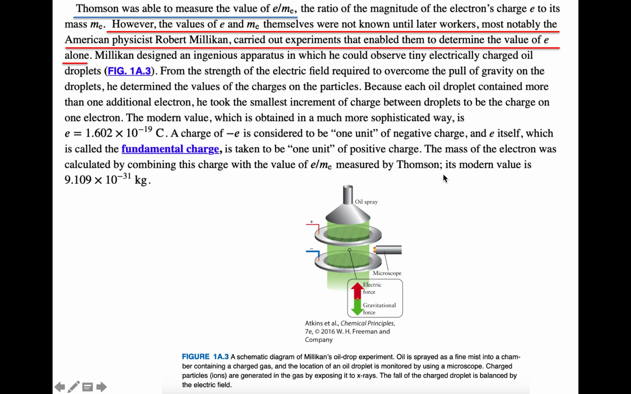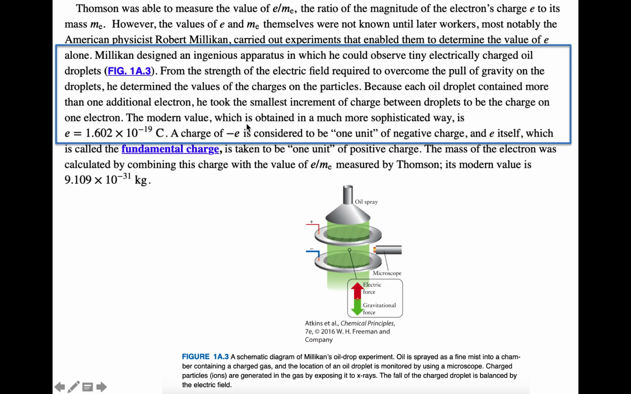Here's the setup that Millikan used. Within here, he's going to be experimenting by observing tiny electrically charged oil droplets. He's going to have an electric field and the force of gravity involved. And the oil drops are going to contain different increments of electrons. He's going to take that smallest increment of charge to be the charge of an electron.